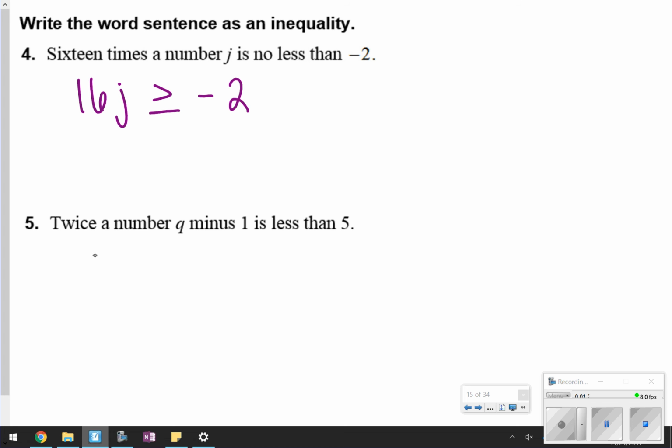Number 5, twice the number q, 2q, minus 1 is less than 5. That should have been easy. Your less than symbol was explained to you right there in that equation.